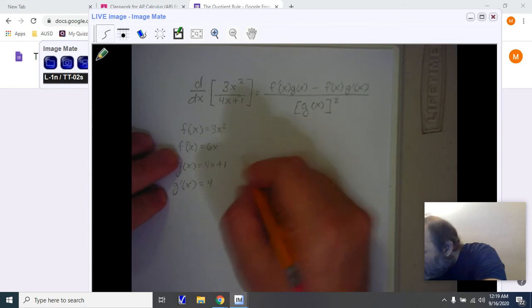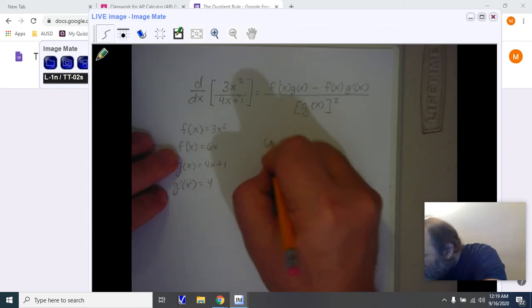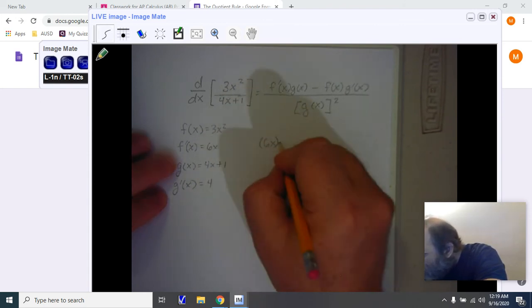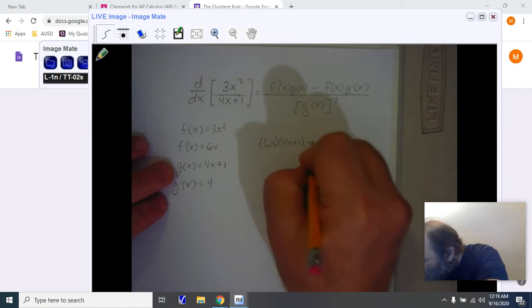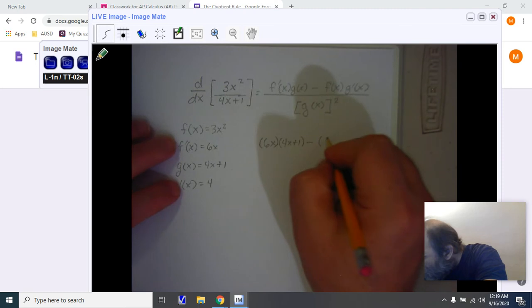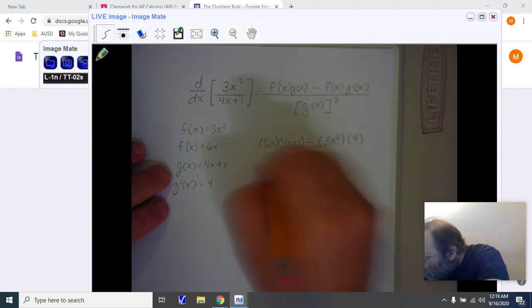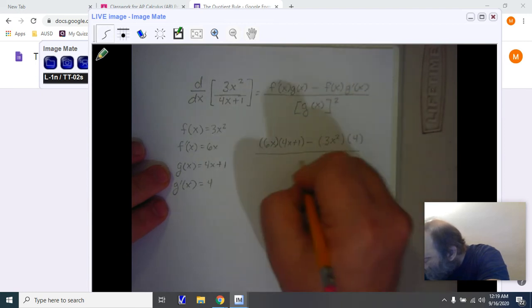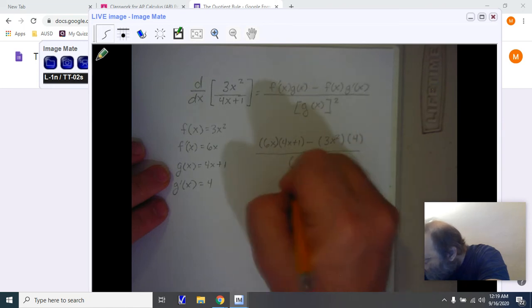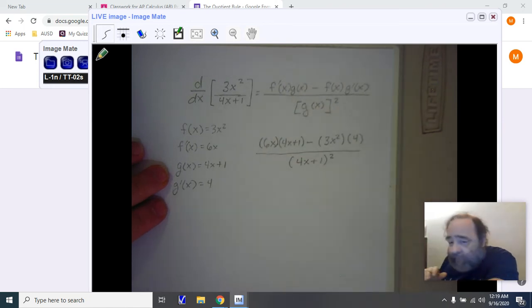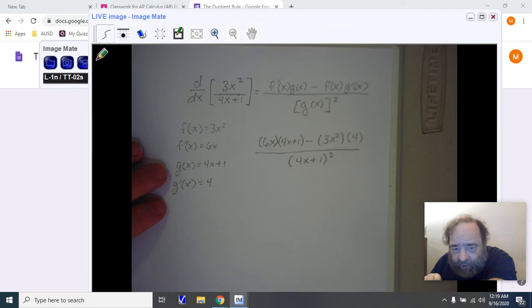We're going to have our 6x first, multiplied by the g of x, which is 4x plus 1, less the f of x, 3x squared, times the derivative of the g of x. Take the g of x and square it in the denominator. Everything else is a matter of simplification.